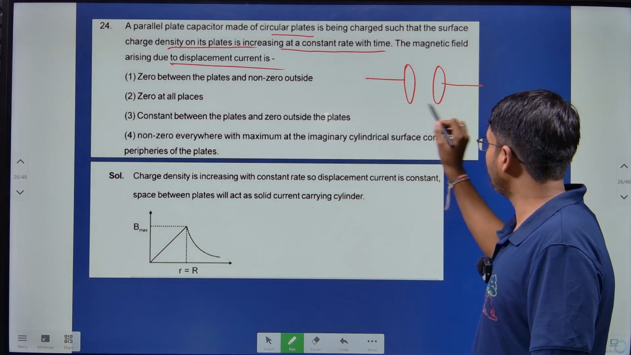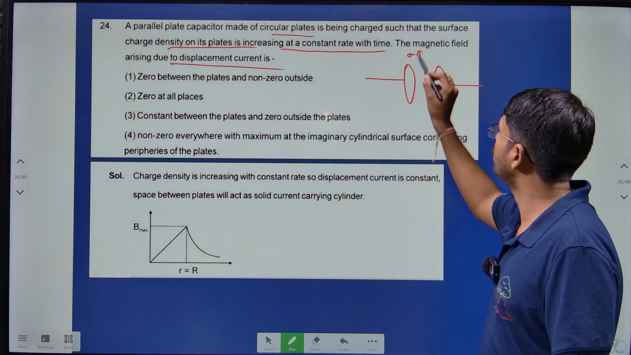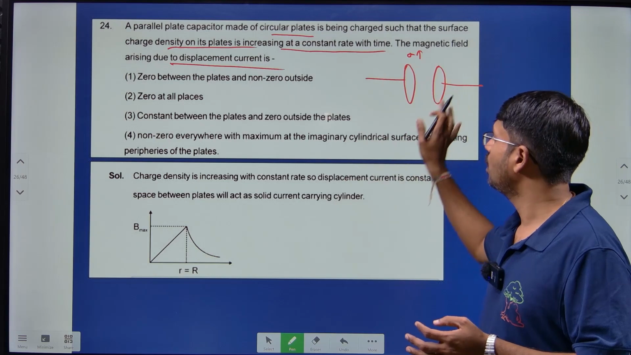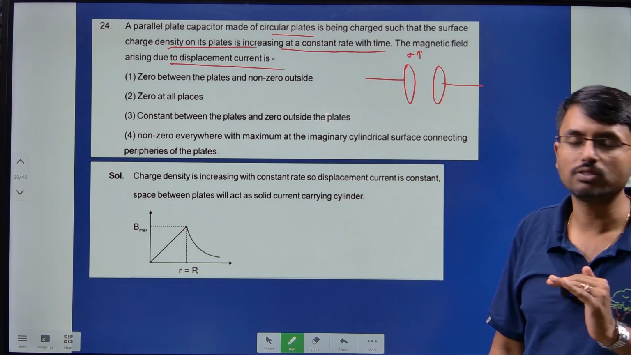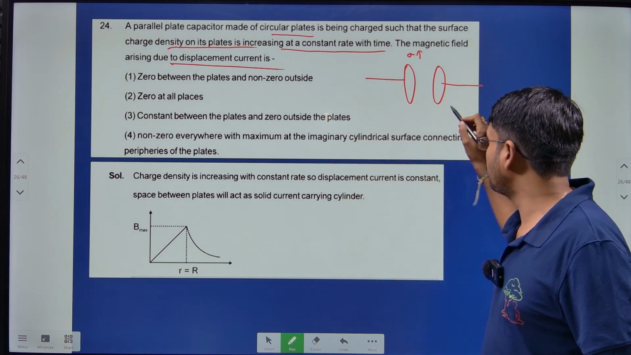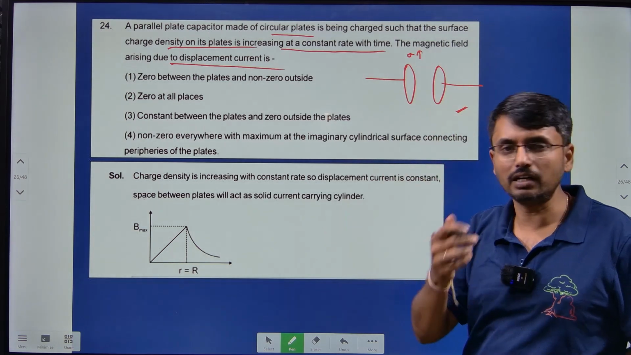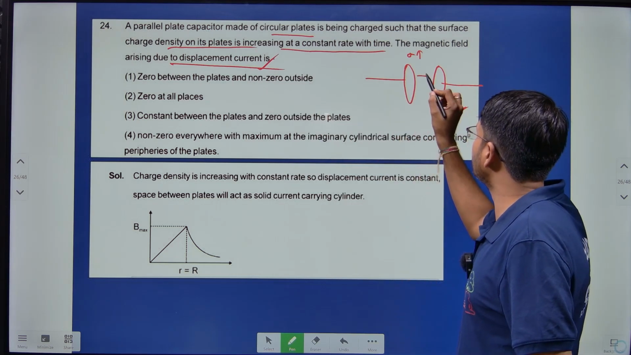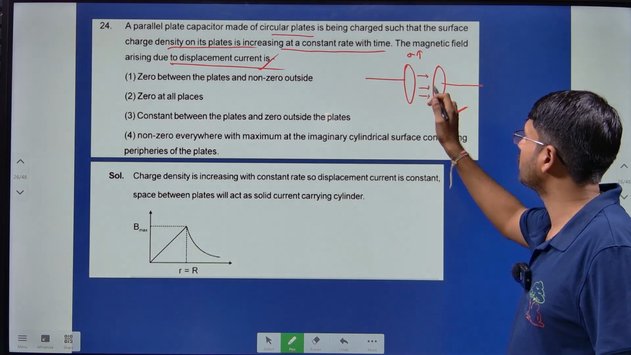In between this, what they have clearly given is charge density sigma is continuously increasing. The charge density is increasing, so that means it is in the process of charging. If it is in the process of charging, what we know already is that it is not in a stable state. In that particular case, we can say there is a displacement current. They have already mentioned that there is a displacement current. So displacement current is present between the plates, from one plate to the other plate, we can write the direction here.